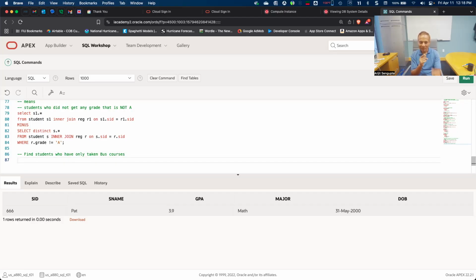Now let's think about it. This is obviously a non-monotonic query, right? If we're looking for students who have only taken business courses, which means they have never taken a course that is a non-business course, right? So how do you solve this?